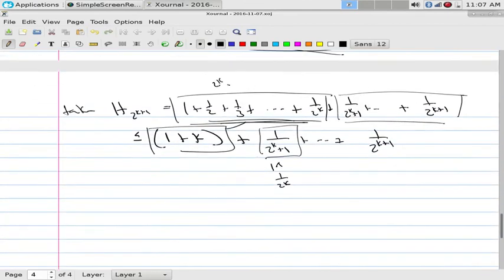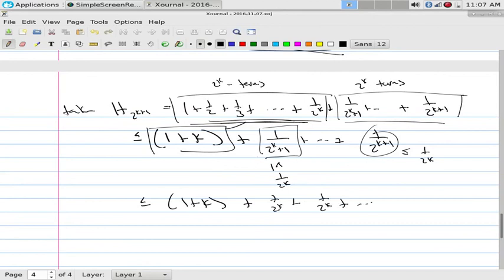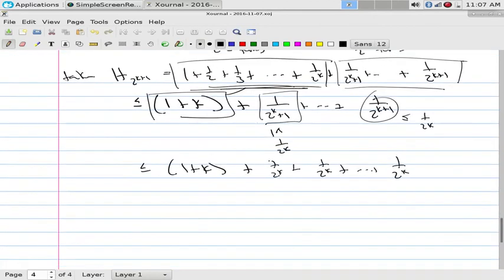But I have 2 to the k terms here, and I'm going to replace all of these. I'm going to say, hey, wait, that is also less than or equal to 1 over 2 to the k. I'm going to go ahead and replace them all. So that's less than or equal to 1 plus k plus 1 over 2 to the k plus 1 over 2 to the k plus 1 over 2 to the k. But how many of these are there? 2 to the k of them. So that is simply 1 plus k plus 2 to the k of 1 over 2 to the k. That's 1. So that's equal to k plus 1 plus k plus 1. Is that what I wanted to show? Yeah. Done.